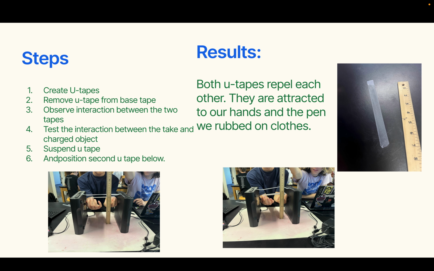putting two tapes together and ripping them apart, and it made them charged. So we tested the interaction between the tape and the charged object, and then we would suspend the U-tape, and as you can see, the force of the charges overcame the force of gravity. Both U-tapes repelled each other, and we experimented with our hands and pen, and they were attracted to that.